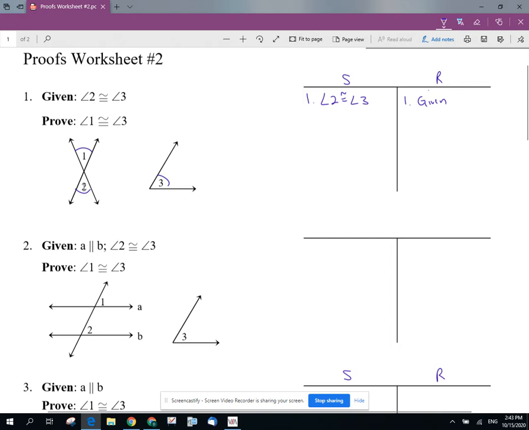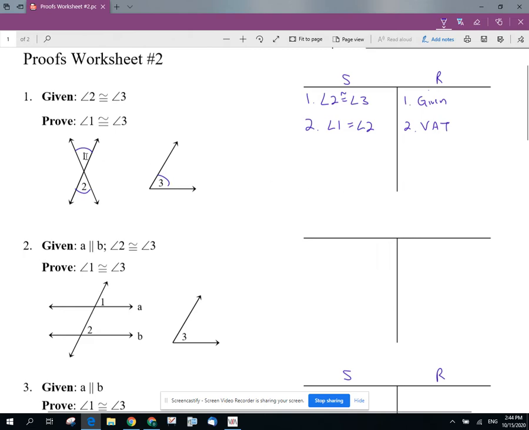I see that angle 1 and angle 2 are vertical angles. We know that vertical angles are congruent. So angle 1 is congruent to angle 2. That's the vertical angles theorem, abbreviated VAT. Remember that you should write your justifications, your reasons in this column right here, just exactly as you see them abbreviated on the little half sheet that you get to use on all the quizzes and tests.